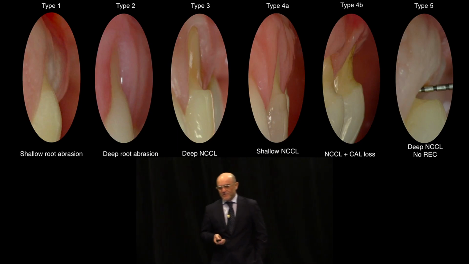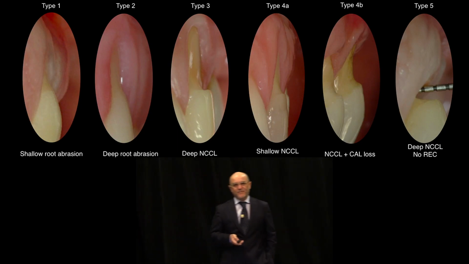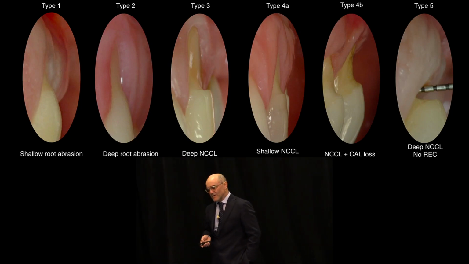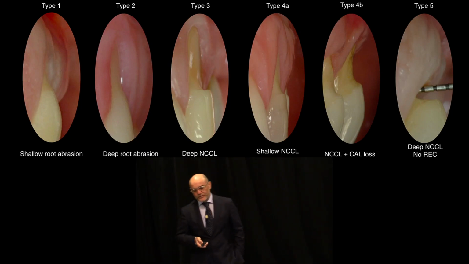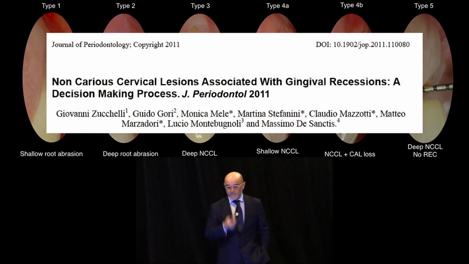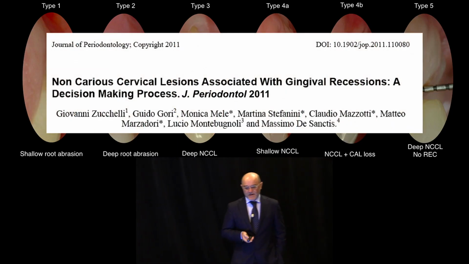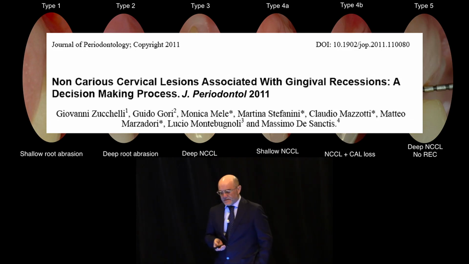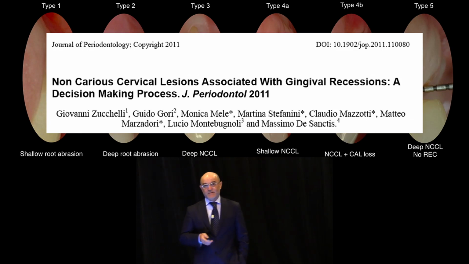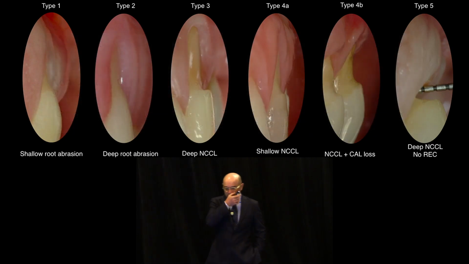And finally, there is another type, the fifth type of non-carious cervical lesion, which is also called abfraction, which maybe is due to some occlusal trauma, which can also need some periodontal treatment to be performed in the right way. And this has been summarized in this article of 2011 that we wrote together with my group, and we tried to classify different types of gingival recession associated with non-carious cervical lesions.